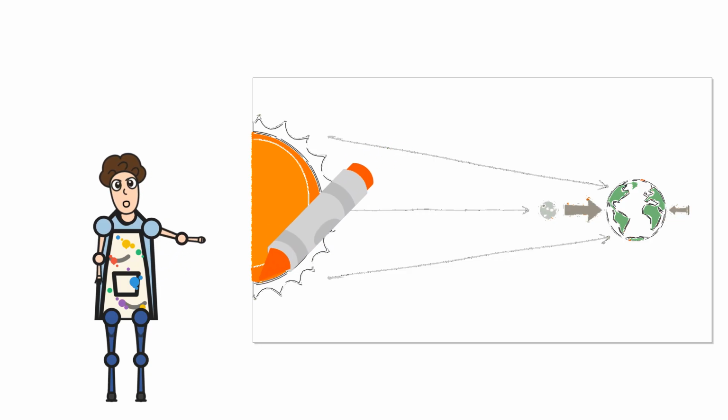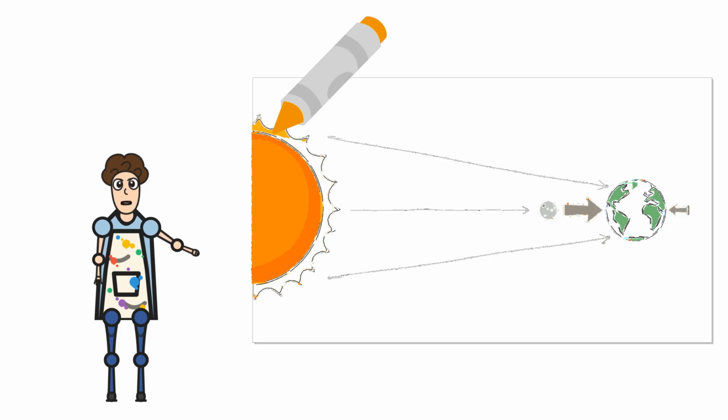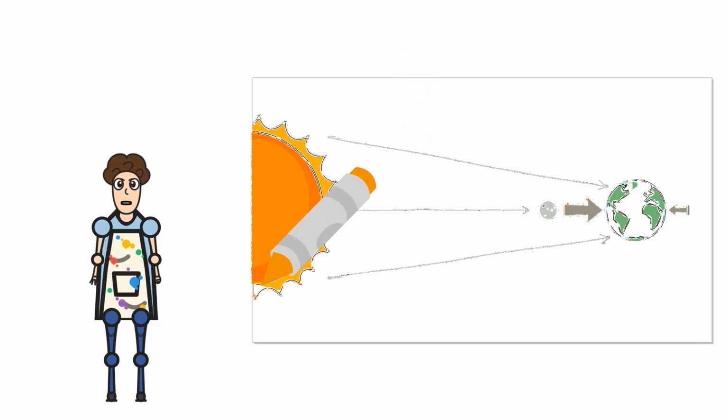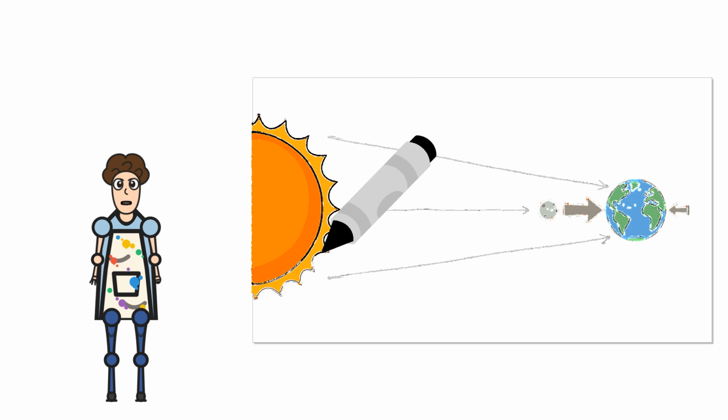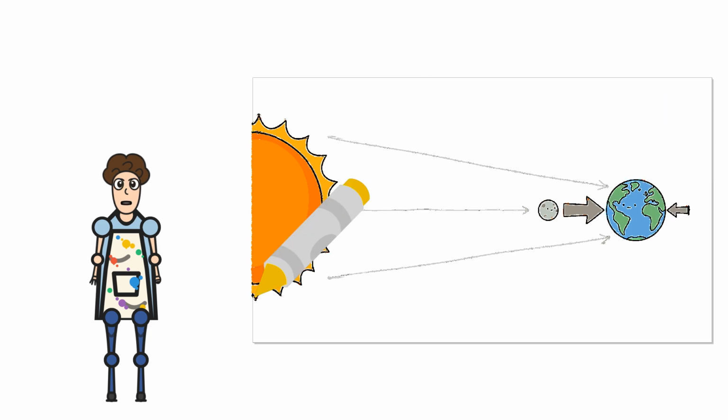The sun is about 400 times farther away than the moon, so even though its overall pull on Earth is much stronger, its pull barely changes from one side of our planet to the other. The moon is close enough that the difference in its pull across Earth is significant.